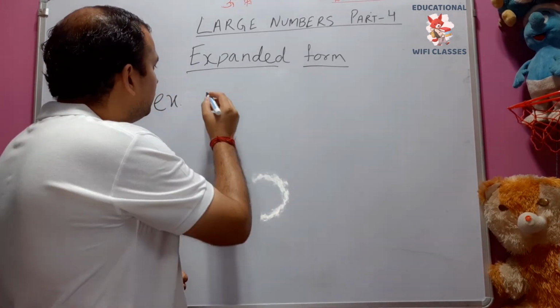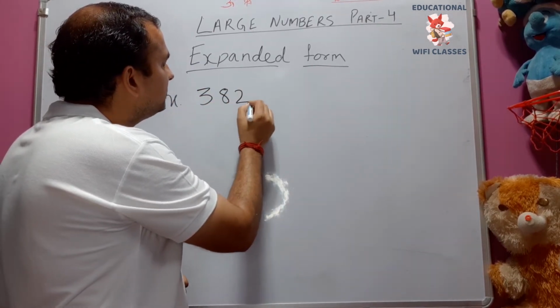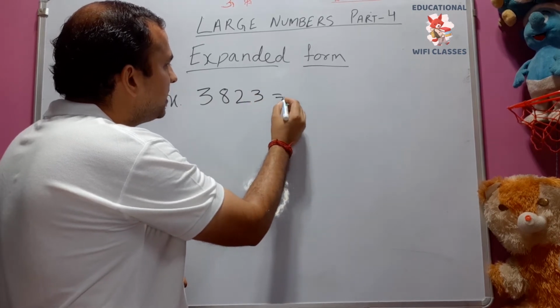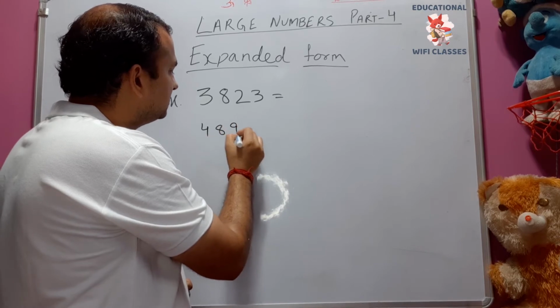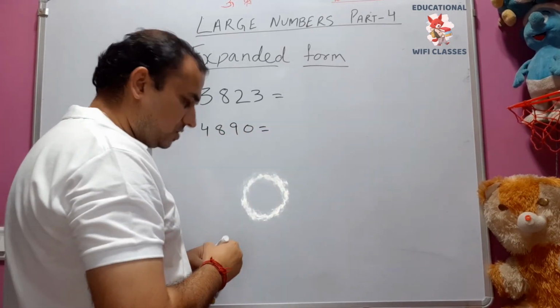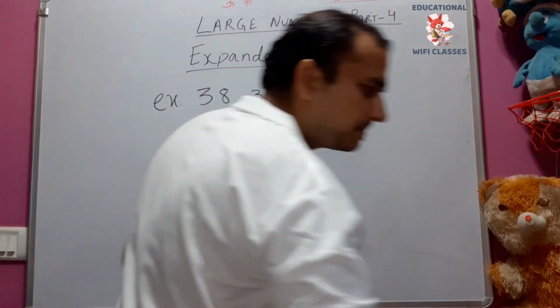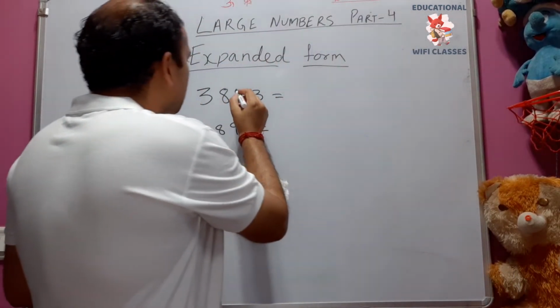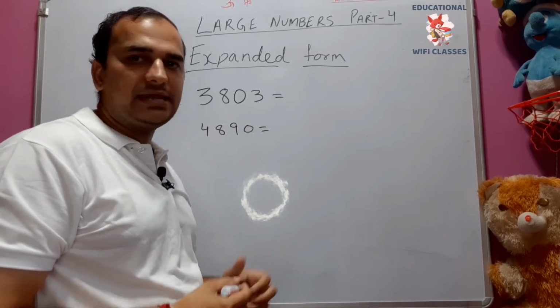Okay, I will give you one more example. Suppose 3,823 and 4,890. Okay, we just change the numbers a little bit. I put 3803 and 4890.